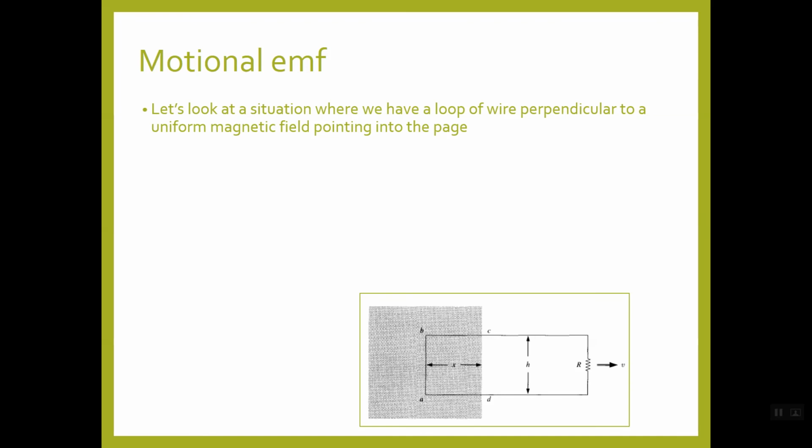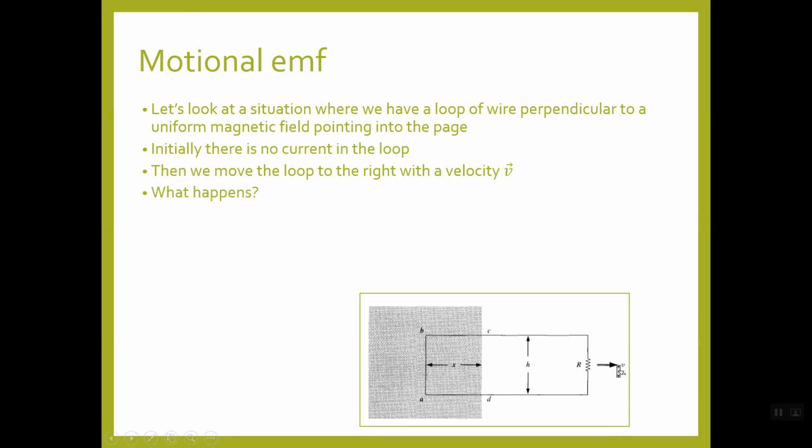Let's look at the situation where we have a loop of wire that's perpendicular to a uniform magnetic field, and the magnetic field, let's say, is pointing into the page. So here's our loop of wire, and it's in a magnetic field pointing into the page. Initially we have no current in the loop. Then we move the loop to the right with the velocity v. So what's going to happen in this case?